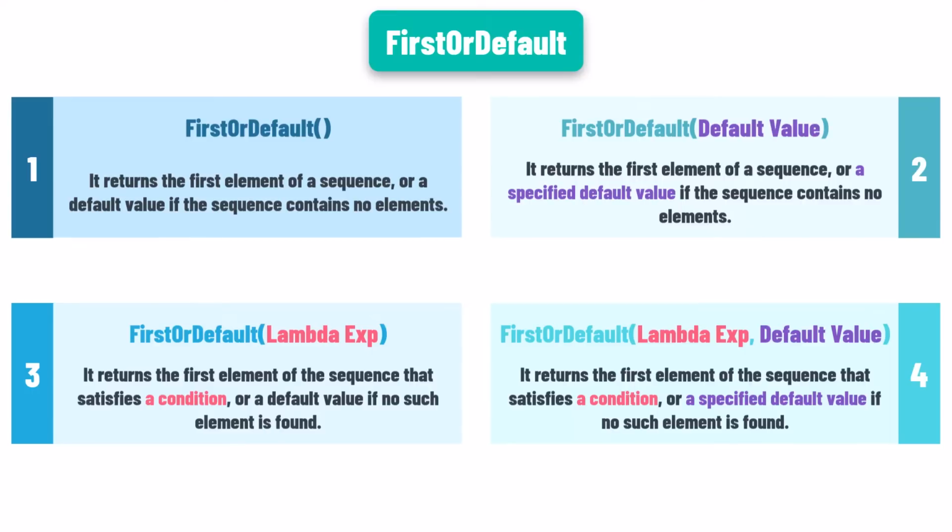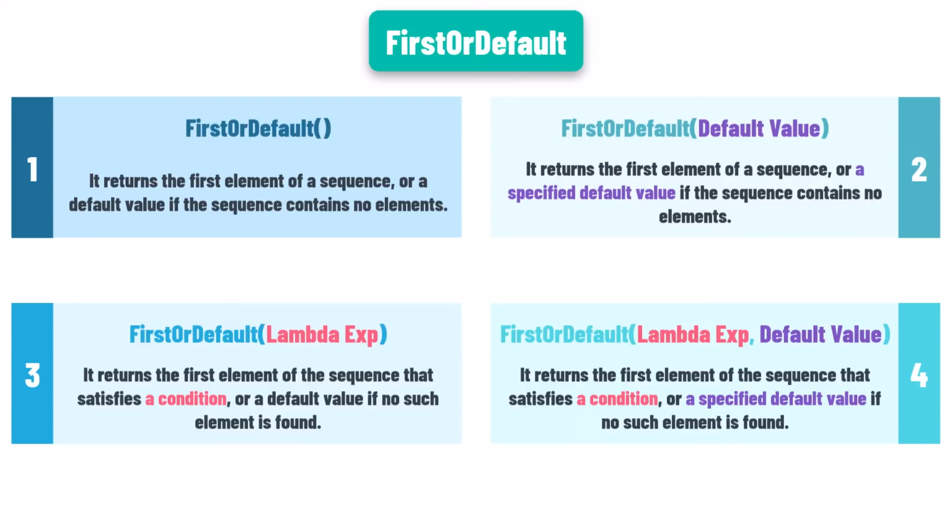These are the four overloads of the FirstOrDefault method. As you can see, the key difference between both methods, First and FirstOrDefault, is their behavior when no element is found. First throws an invalid operation exception, while FirstOrDefault returns the type's default value, or the default value we entered, depending on the overload we are using. Please keep in mind, if you want to add a default value for the FirstOrDefault method, you have to enter a value of the same data type of the sequence. For example, if we have a sequence of integers, we have to set a default value of integer type. If we have a sequence of strings, we have to set a default value of string type, and so on.